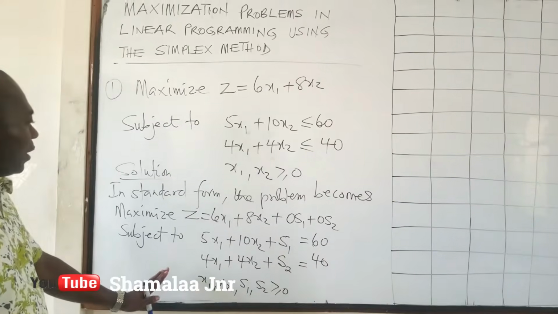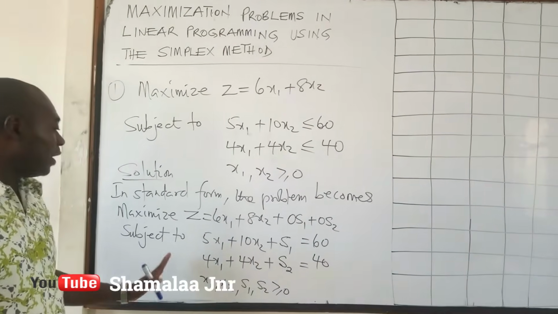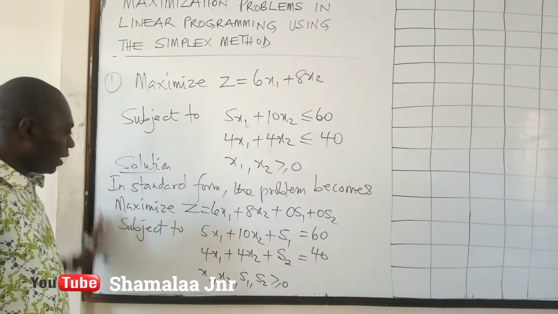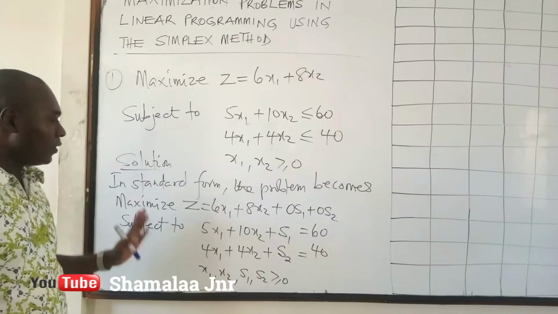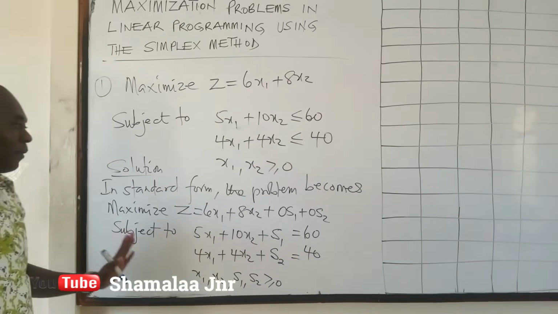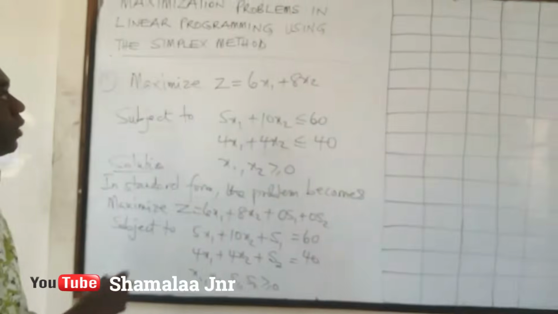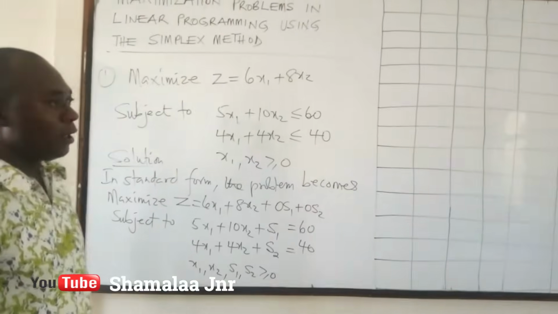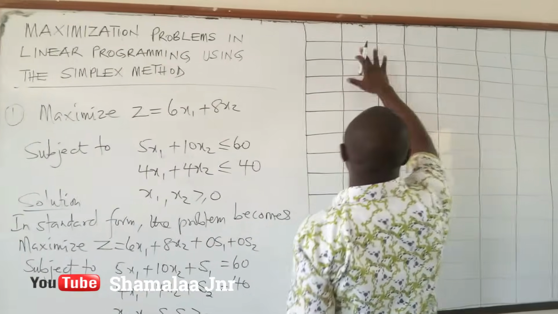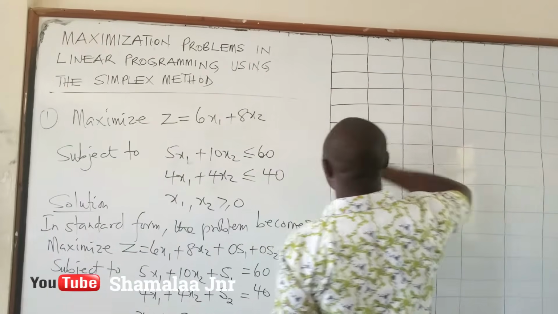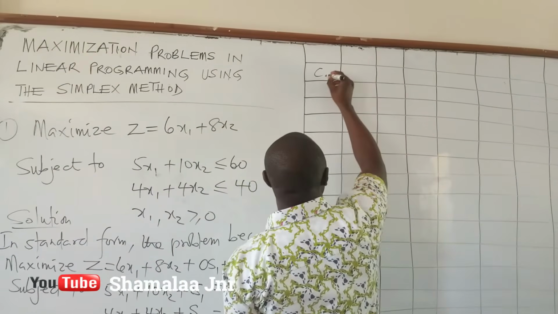Now, having written the problem in standard form, you go ahead to solve it. If there's a problem with the standard form of the problem, then the solution will not be correct, so you have to always ensure that the standard form has been well written. Having written this, you have to construct what you call a simplex tableau or simplex table. So let's look at the table like this, and then you fill it this way.